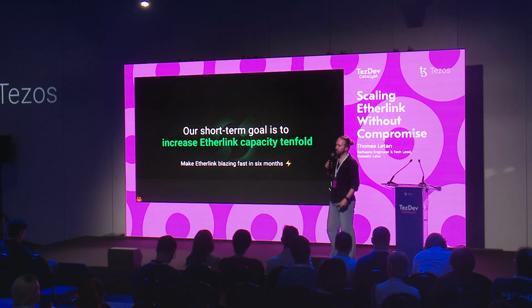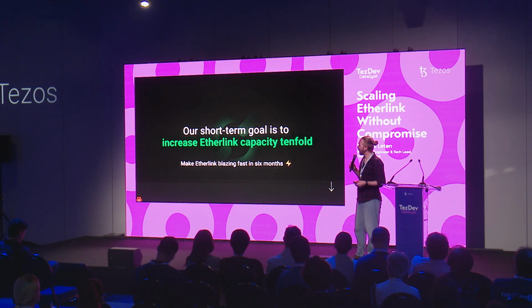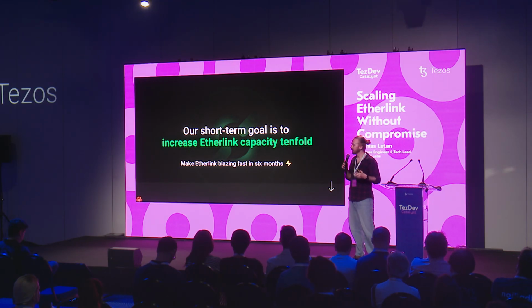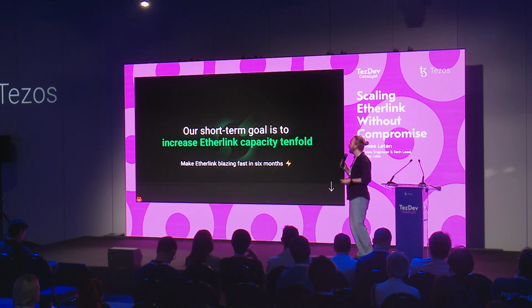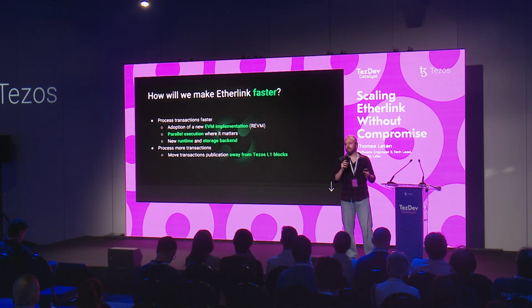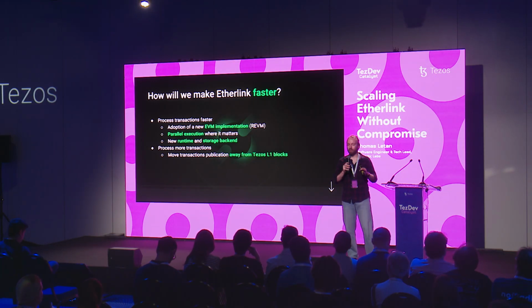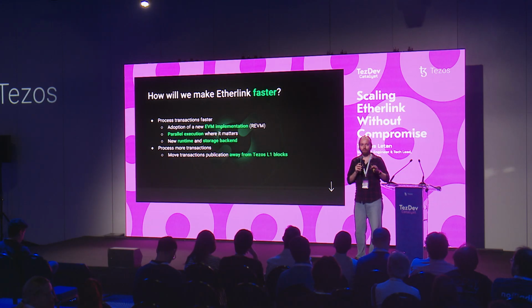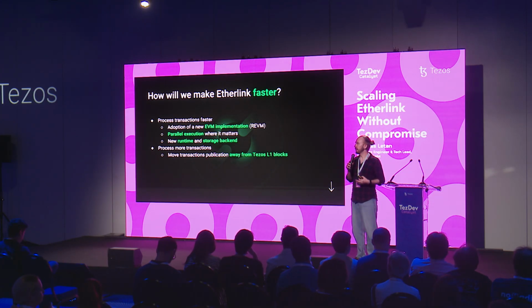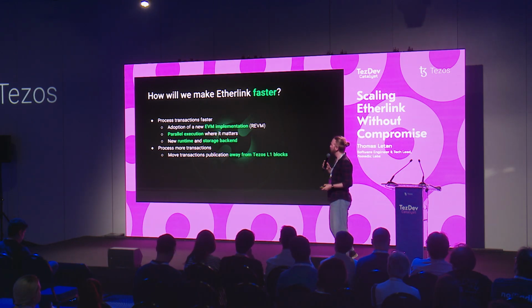So we have a commitment in the short term to increase the capacity of Etherlink at least tenfold. In other words, for programmers here that might ring a bell, we want to make Etherlink blazing fast in the next 6 months. And now let's ask the question of how do we do that? There are two aspects to consider. The first one is to execute transactions faster. You have a transaction, you want to spend as little time as possible executing it. And here we have very concrete plans to increase the throughput of Etherlink, to increase the speed at which the transactions are executed. I gave a few examples here.